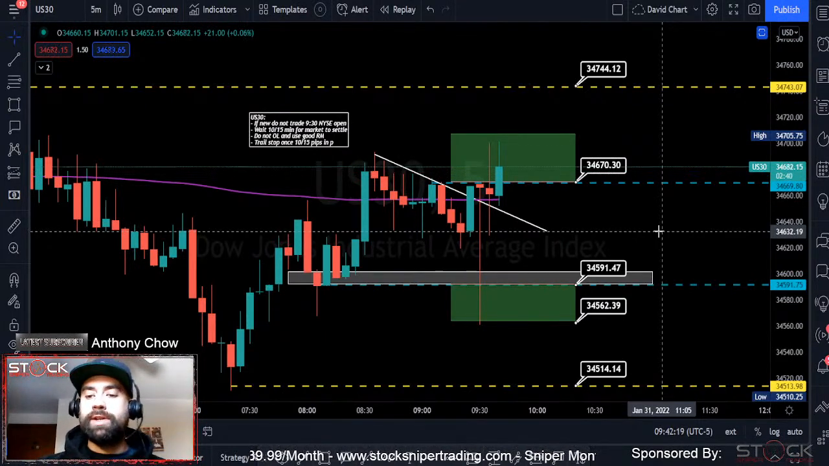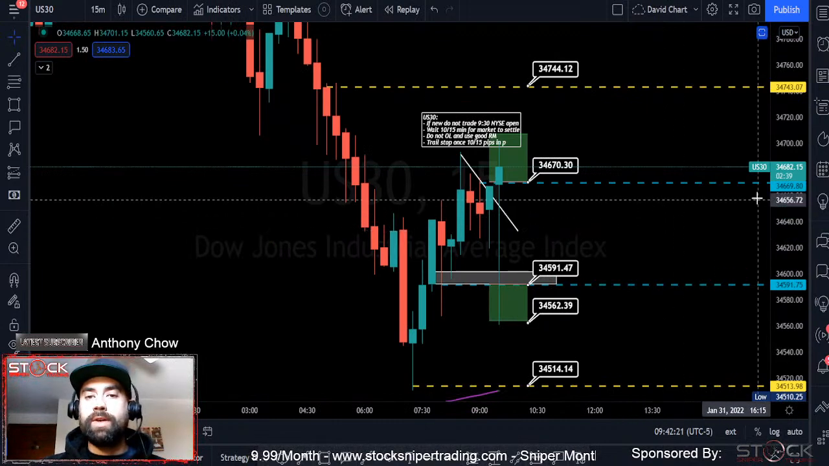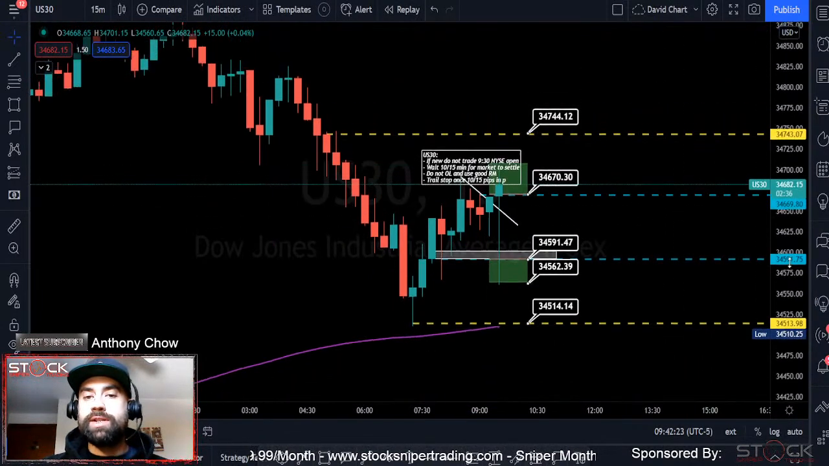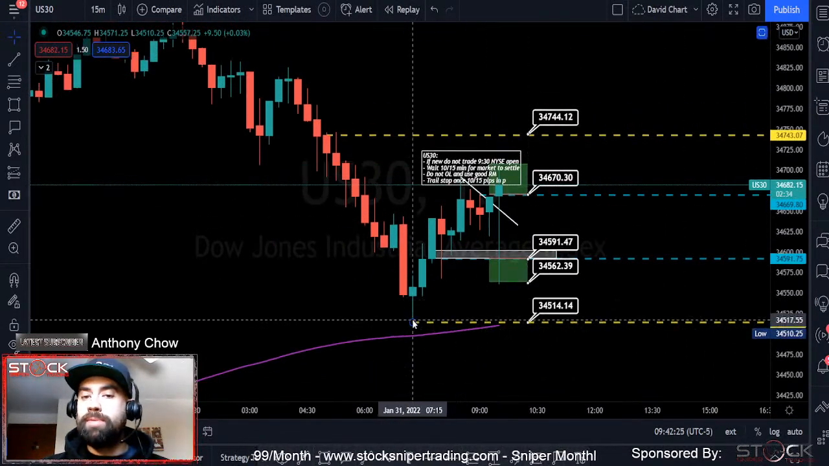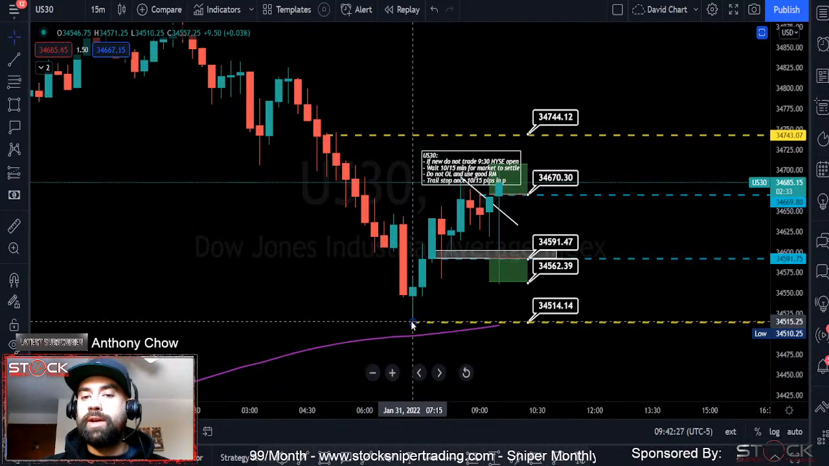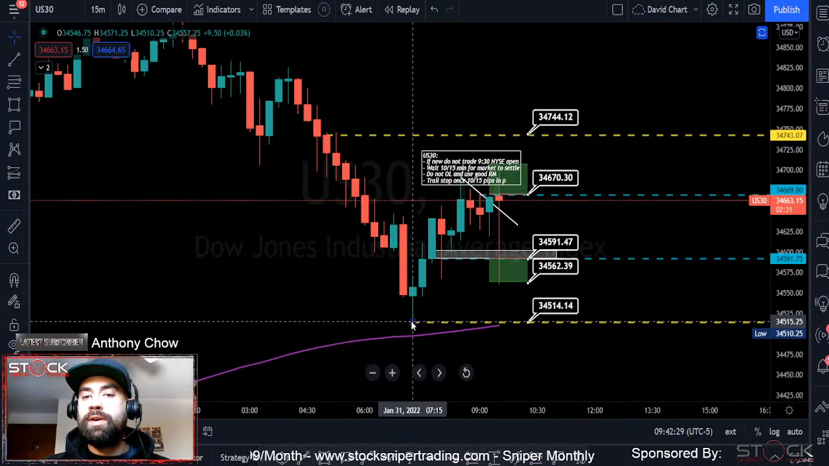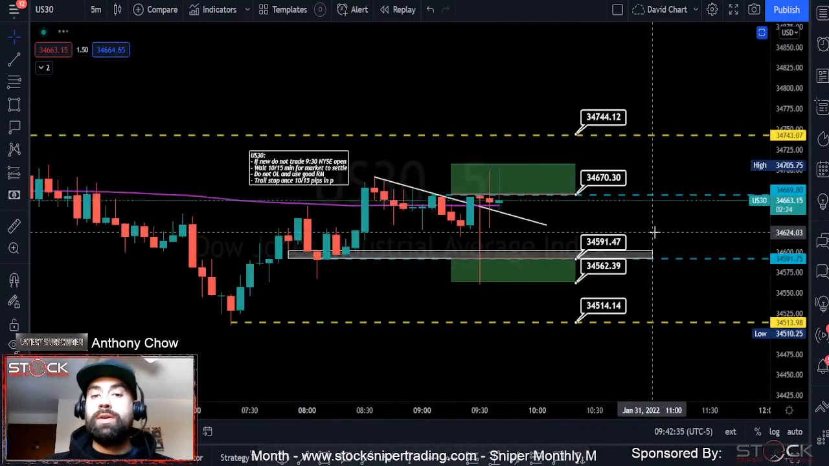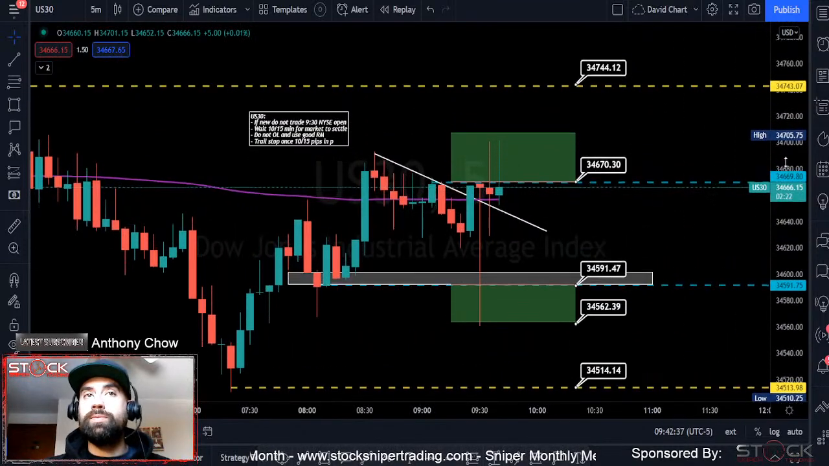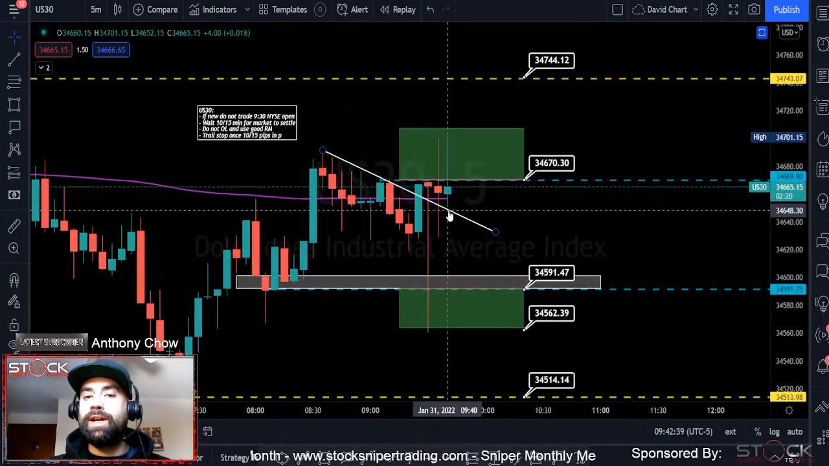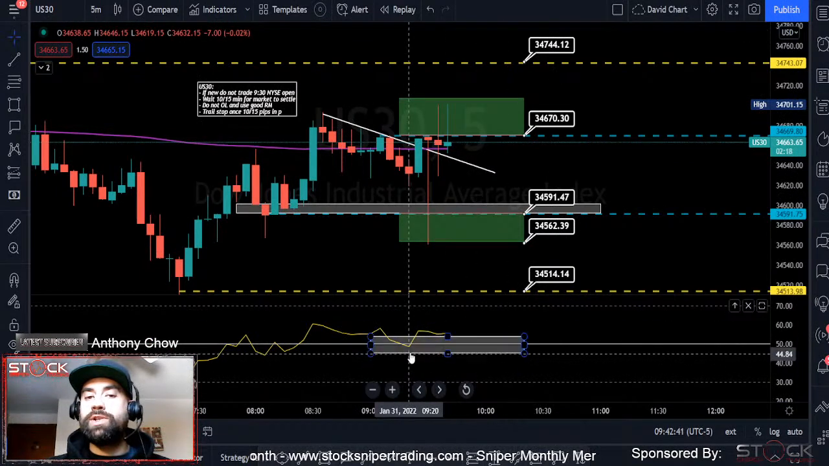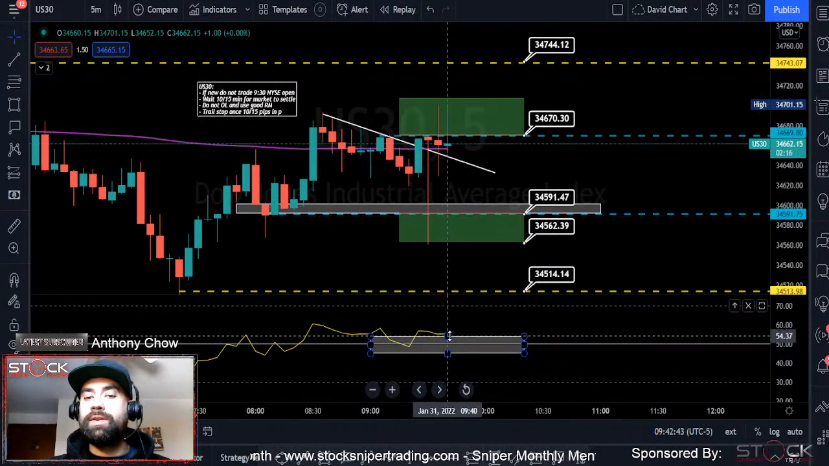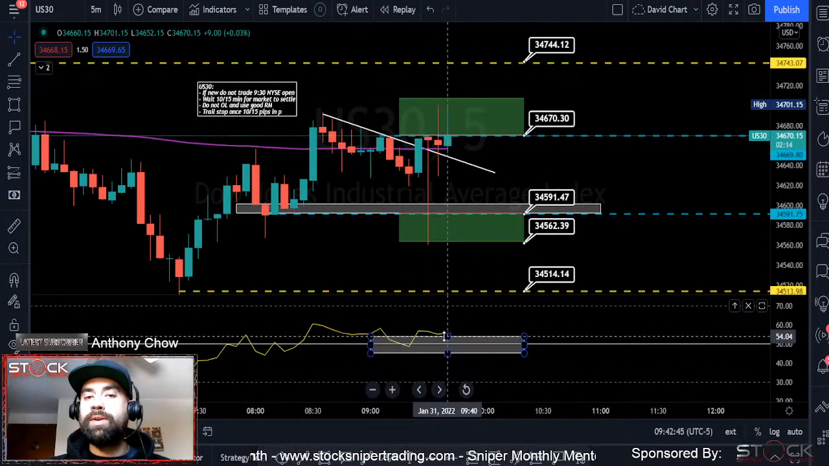US 30. Okay, let's check the 15-minute here. Look at this big bottom wick on US 30, guys. It's not making a move below to tap the low wick, not at 34514. It's not there just yet. Nothing yet, guys. You can see we're just slowly breaking above the 50 line, out of the trap.